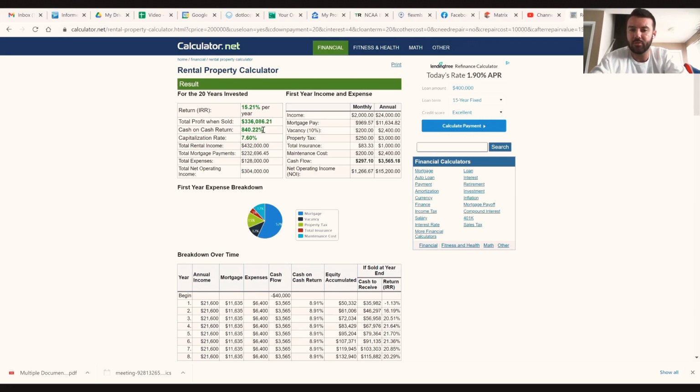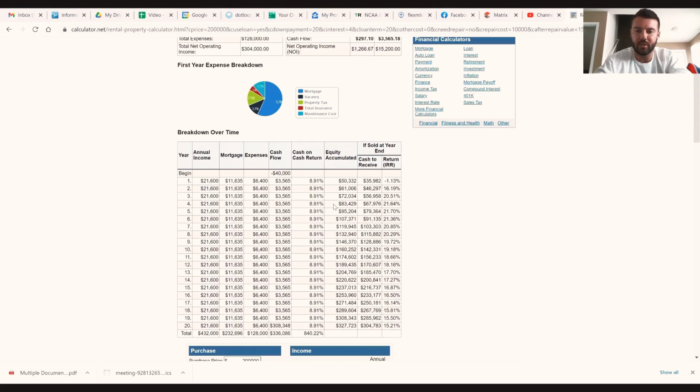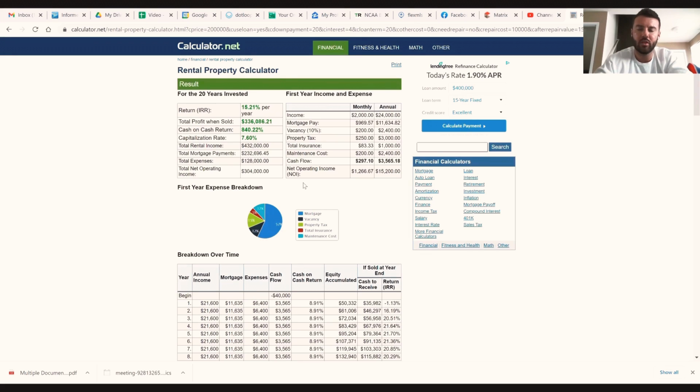So your cash on cash return here is 840%. This 840% is over 20 years. This is not an annual percentage. This is the total return on your cash. As you can see down here, your cash on cash return is about 8.91%. Generally speaking, this is a really good rate.